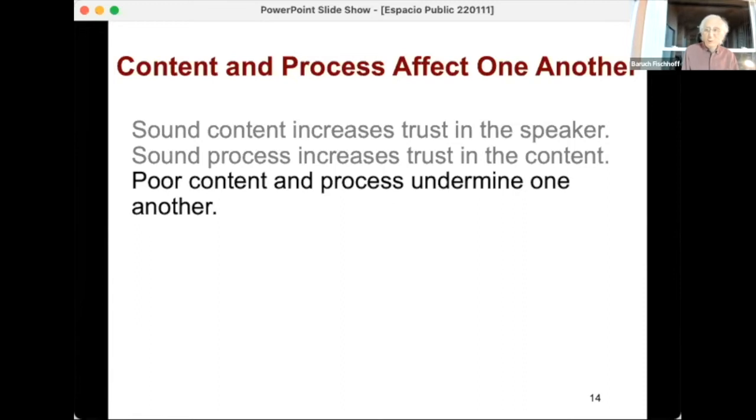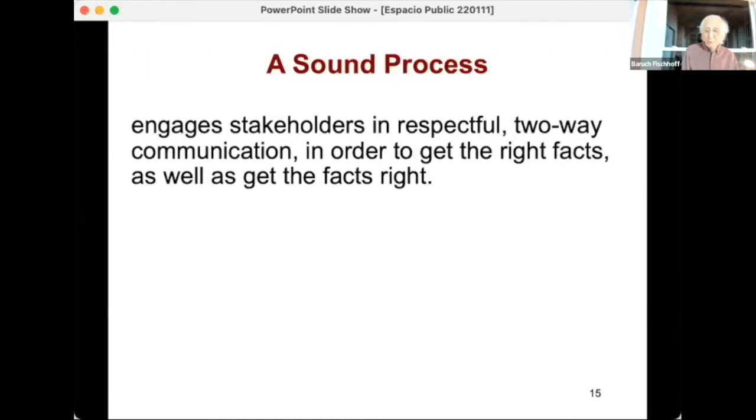Say the right things, but in an untrustworthy or disrespectful way, and they'll be discounted. Talk to people who trust you in a nice way, but fail to address their information needs, and it's going to undermine their trust in you because you're somebody who doesn't understand them. So a sound process, according to the research, engages stakeholders in respectful two-way communication in order to get the right facts as well as get the facts right.